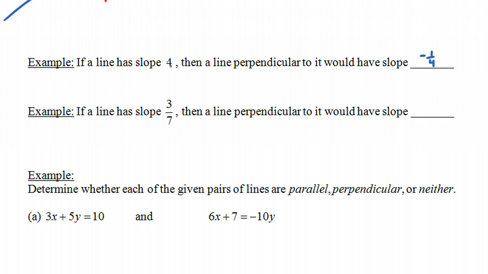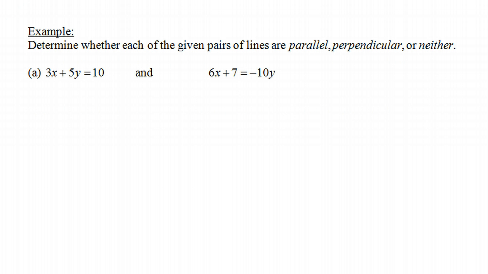By the way, you can think of 4 as being 4/1. So you just do the reciprocal of that and then take the negative. If a line has slope 3/7, then a line perpendicular to it would have slope -7/3. That's the negative reciprocal of 3/7. In other words, 3/7 times -7/3 would be -1. In this example, let's determine whether the given pairs of lines are parallel, perpendicular, or neither.